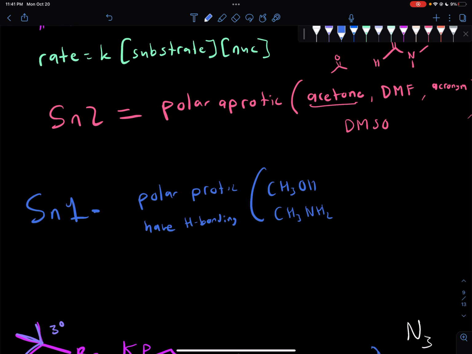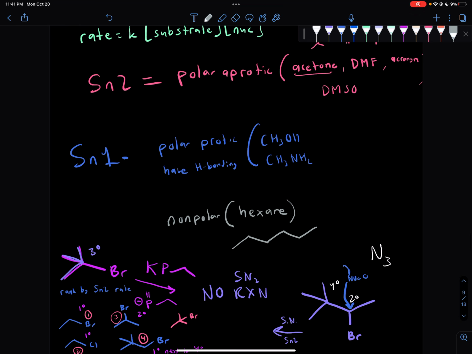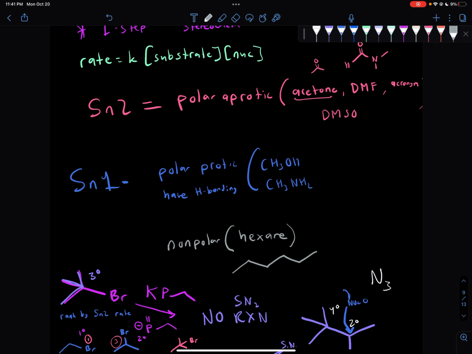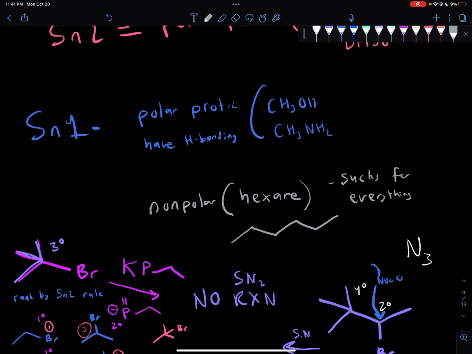Now, a third category we did not talk about because nobody likes them is just nonpolar. A very common nonpolar solvent will be hexane. And what is hexane? Hexane is literally this, right? Hexane is just hydrocarbons, it's nonpolar. So, before we even talk about the polars, we can agree that nonpolar sucks for everything, even elimination. Because think about it.